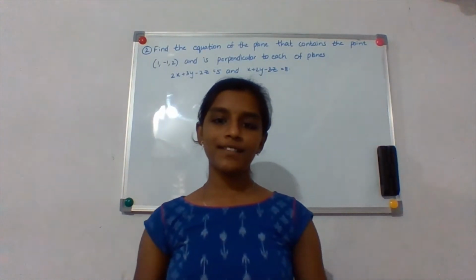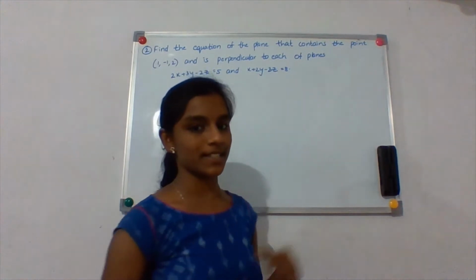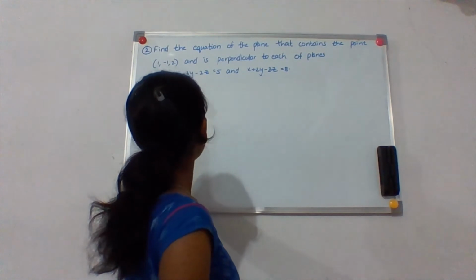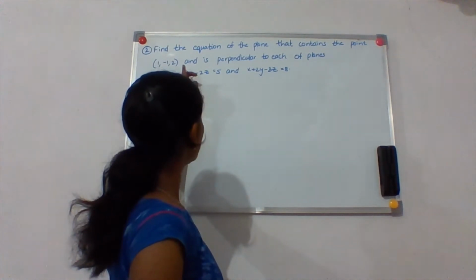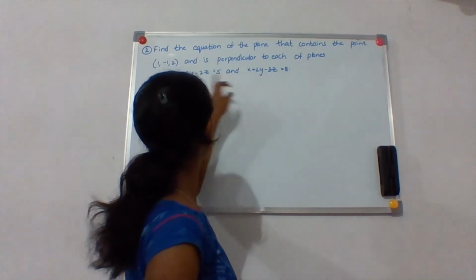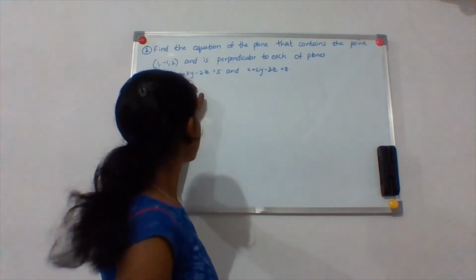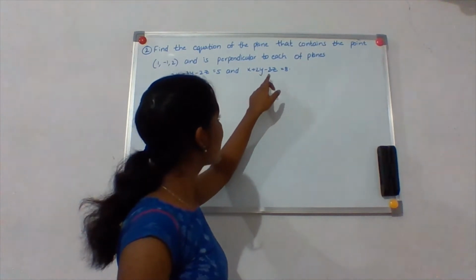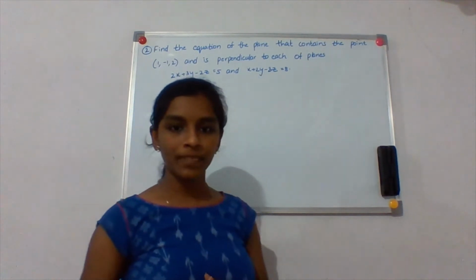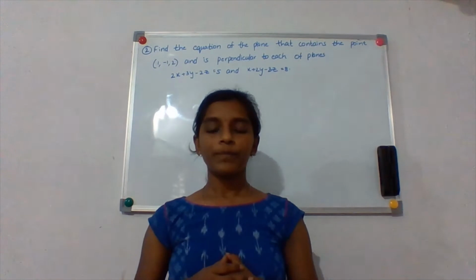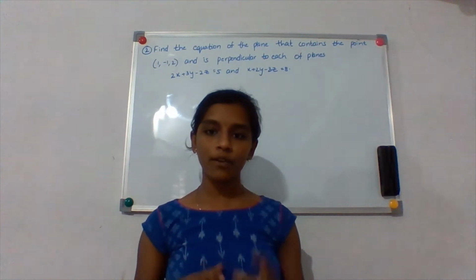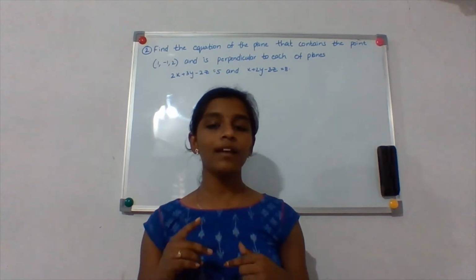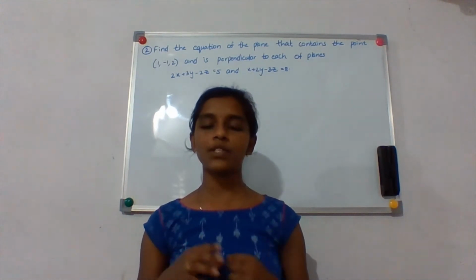So now let's look into problem number 2. What is it? Find the equation of the plane that contains the point 1, -1, 2 and is perpendicular to each of the planes 2x + 3y - 2z = 5 and x + 2y - 3z = 8. So what is he saying? He is asking us to find the equation of the plane, and he gave some conditions to find it.